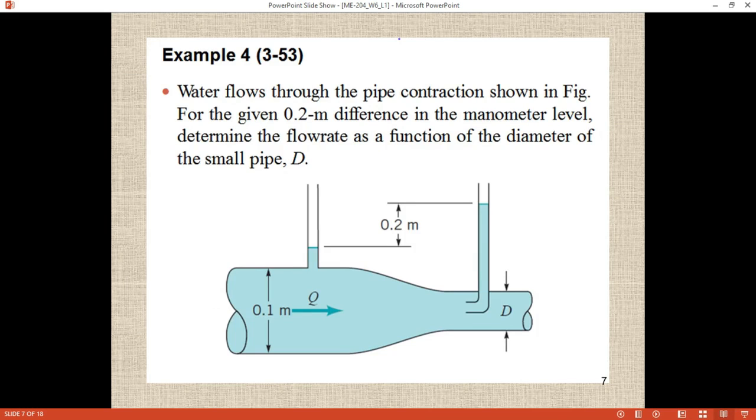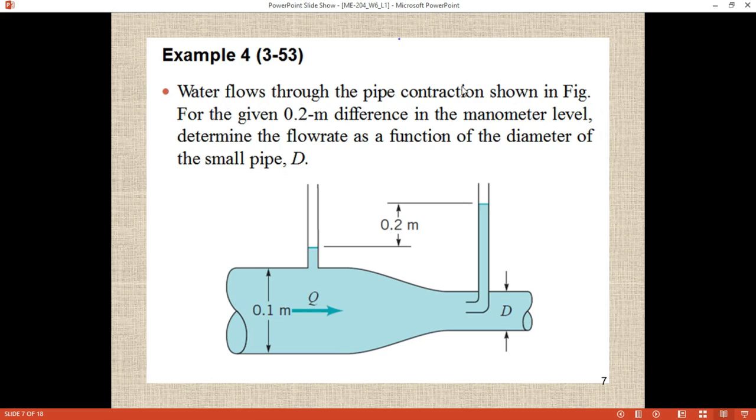In this problem you can see there is a slight difference from that problem. This is also related to varying area. The area is converging. The flow is going from the higher diameter, higher cross-section area, to the lower cross-section area. But to find out the pressure, we are using different manometers. To measure the pressure here we are using a piezometer, and to measure the pressure here we are using the pitot tube. Okay, so let's see what is the objective of this problem.